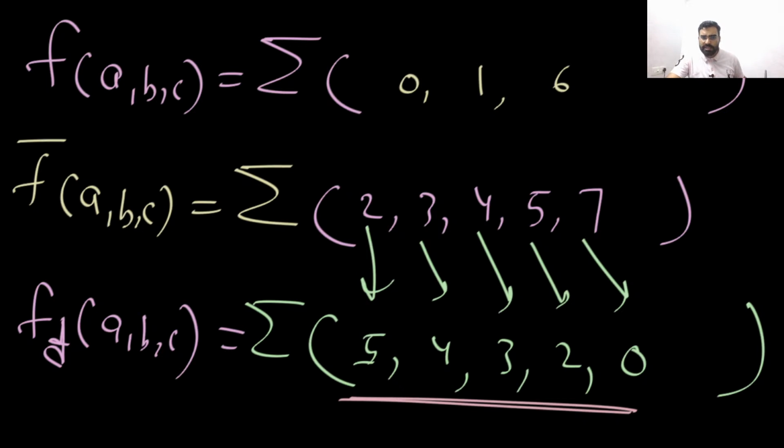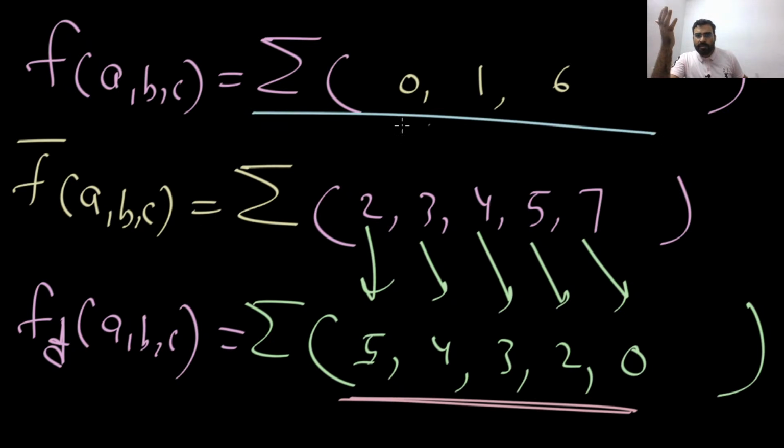Anyone has any doubt in this? How to find f dual? From the truth table, I told you. If you have a truth table, how to find it? I told you, just take the complement and reverse. Now I am telling you how you find it directly.